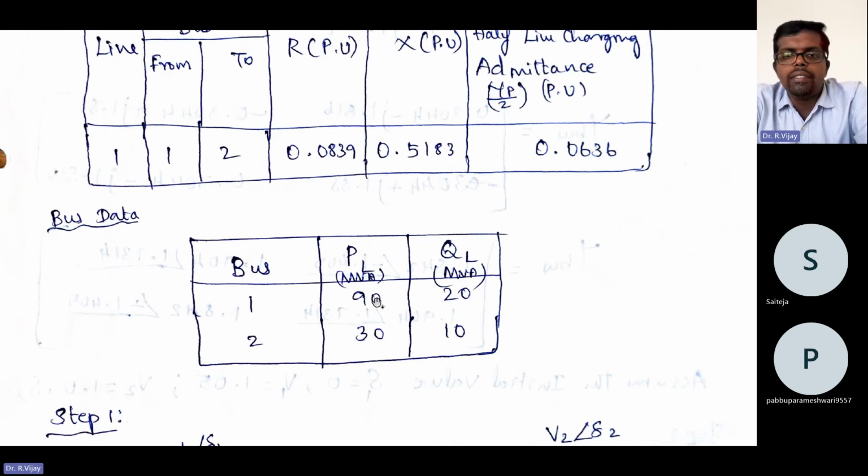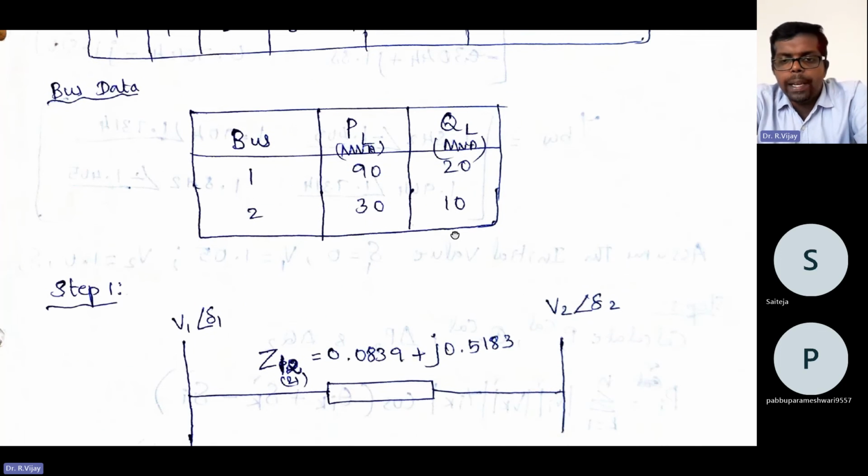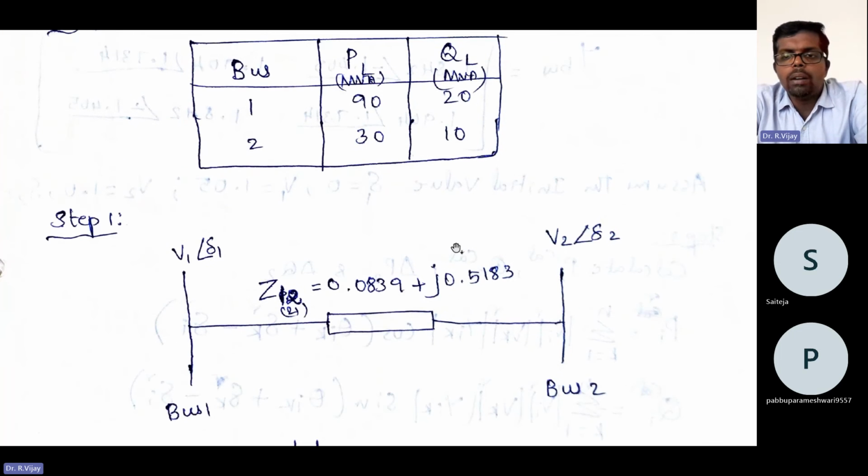Next, the bus data is given, bus 1 and 2. PL and QL are given. This is 90 MW and QL is 20 for bus 2. This PL is 30 MW and this QL is 10 MVAR. So what is step 1? You need to formulate the Y bus matrix.